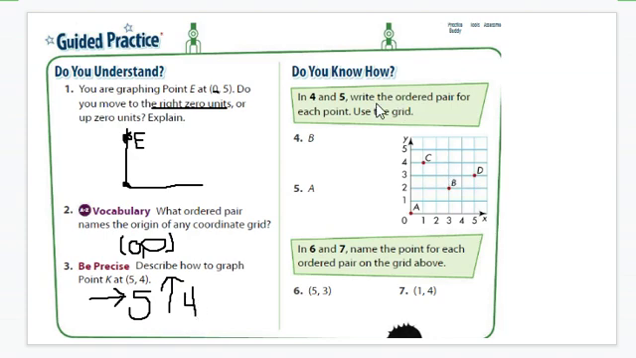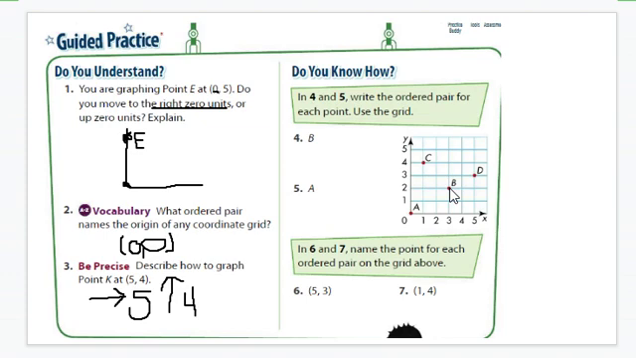So let's put this into practice. Write the ordered pair for each point. Use the grid. You guys have got to follow these instructions. There was some classwork last week where you were supposed to give me the number sentence and you gave me the answer. You need to make sure you're listening. I'm not there to tell you, so you've got to listen.